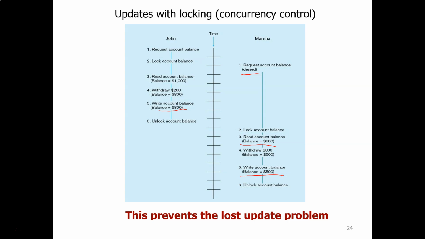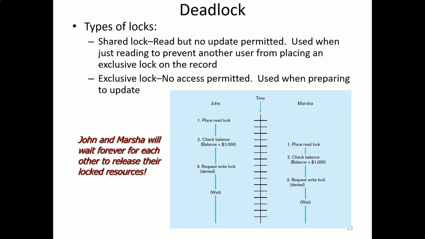By the way, you can lock the database at different levels. You can lock it at the field level, record level, table level, or database level. It depends on how much data you want to lock during the concurrency control. There are two types of locks. One is a shared lock. A shared lock allows other people to read the record but not update the record. An exclusive lock does not give access to other users at all.